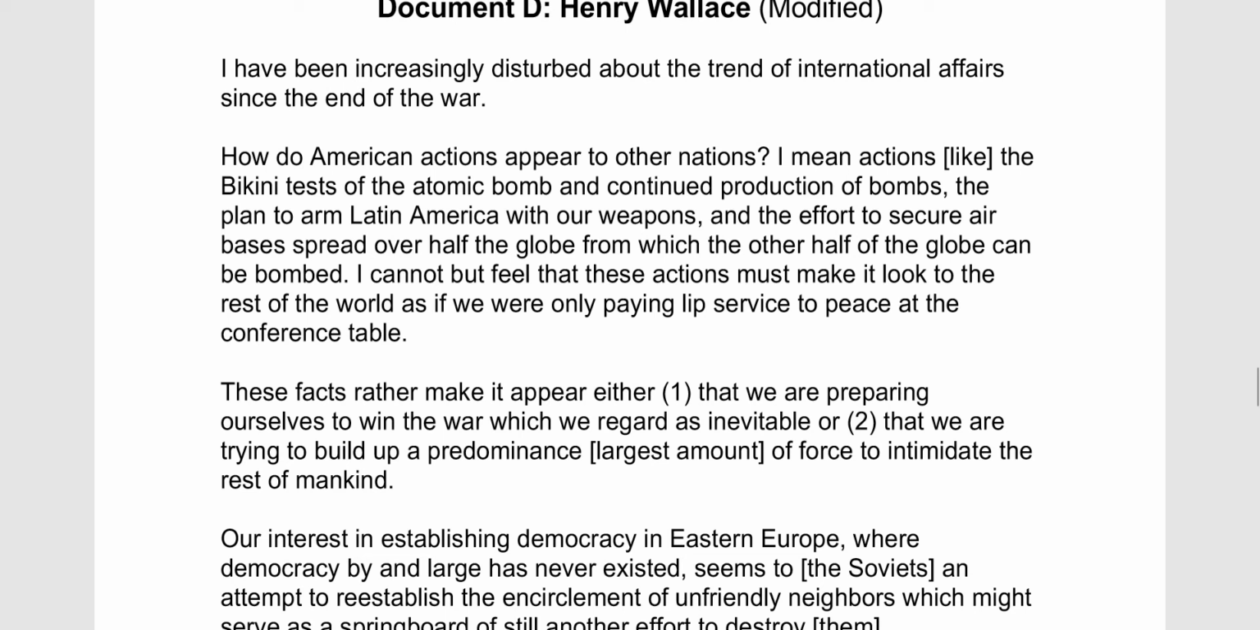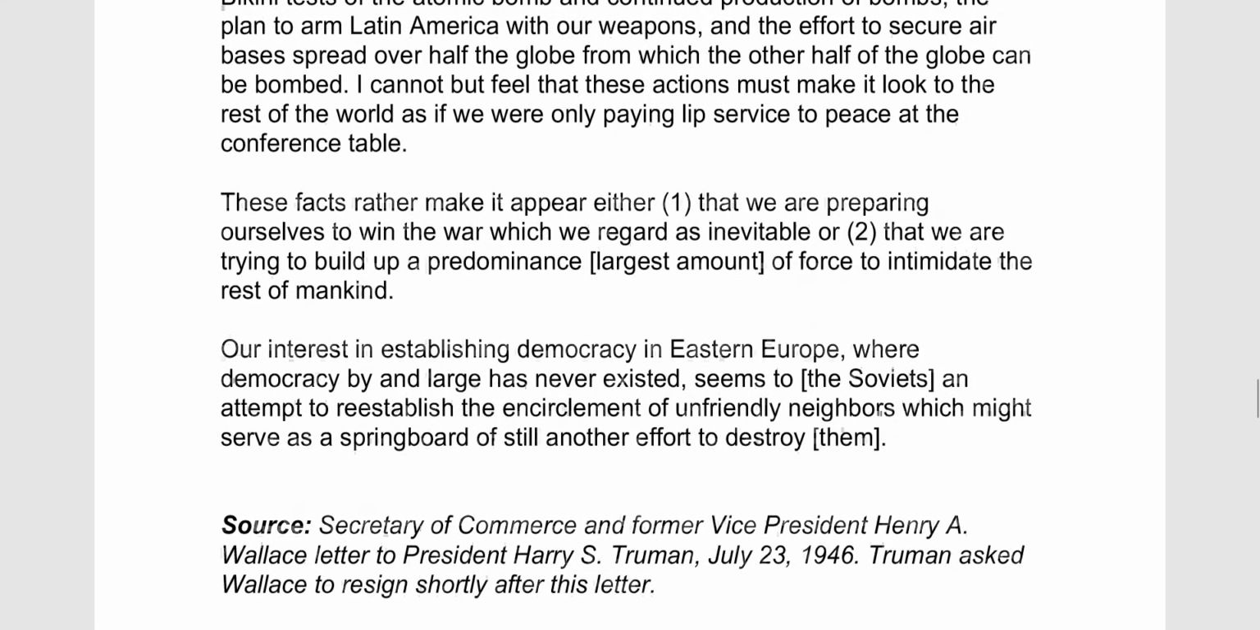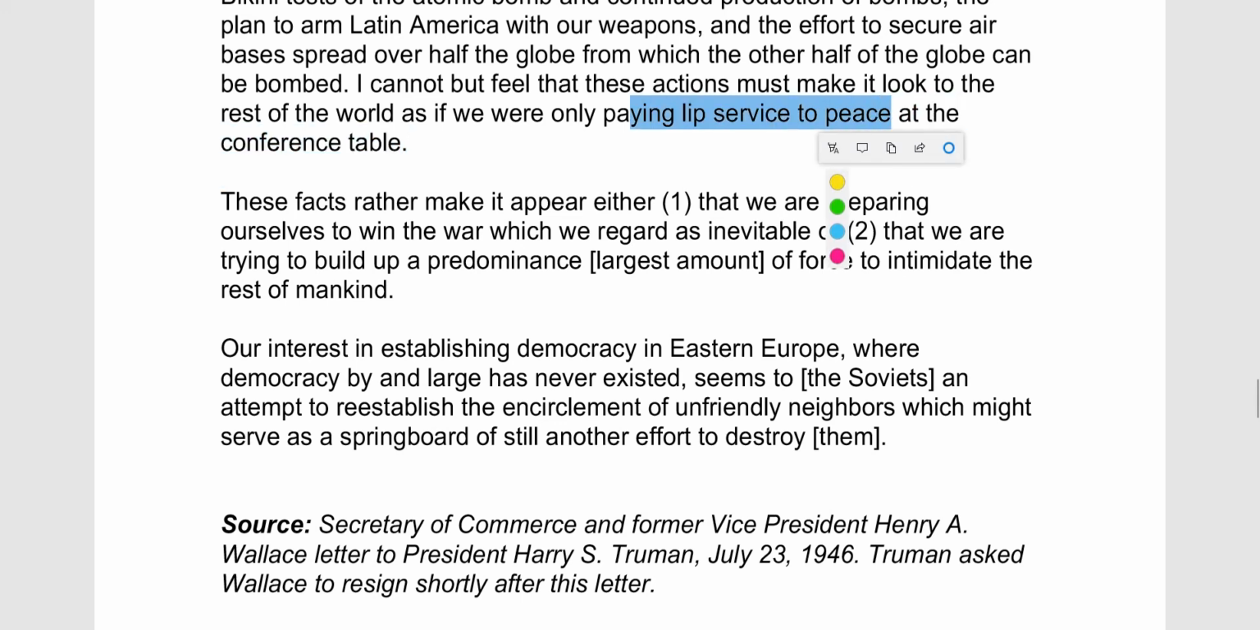I've been increasingly disturbed about the trend of international affairs since the end of the war. What do our actions look like to other nations? I mean, actions like the bikini test of the atomic bomb, which isn't as fun as it sounds, and continued production of bombs, the plan to arm Latin America with our weapons, and the effort to secure air bases spread over half the globe. I cannot but feel these actions must look to the rest of the world like we're paying lip service to peace, I mean just talking about peace at the conference table.